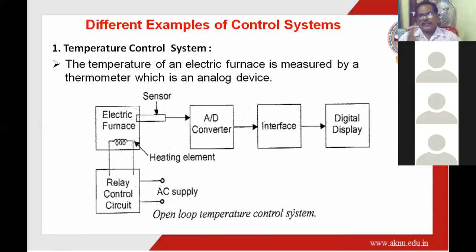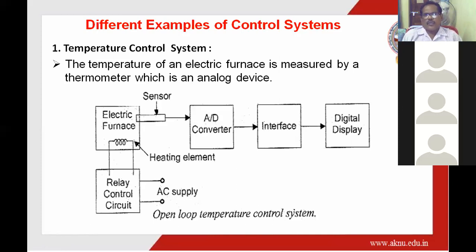Now, these are the different examples of control systems. Some students already asked about examples of open loop and closed loop systems. Here we have so many examples. The first example is the temperature control system. It can be discussed with what happens in an open loop system and what happens in a closed loop system. We discussed both conditions.